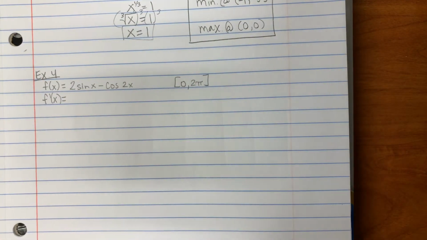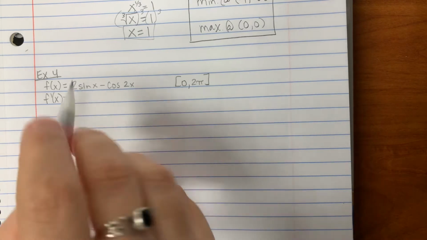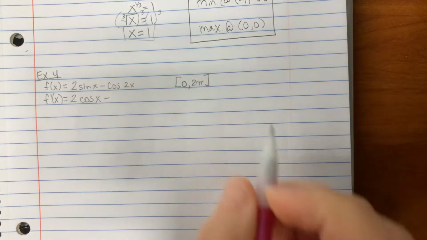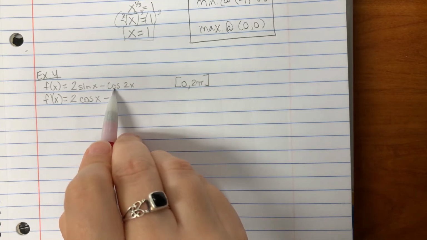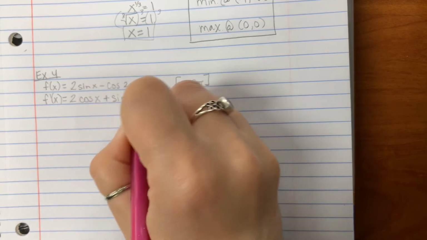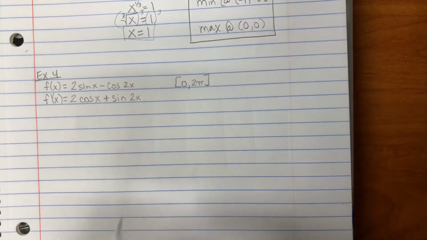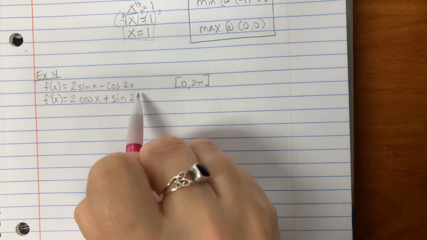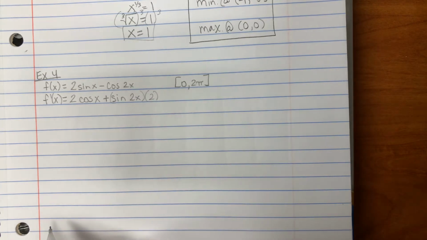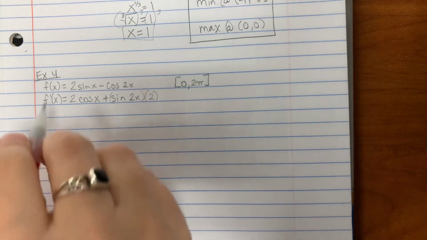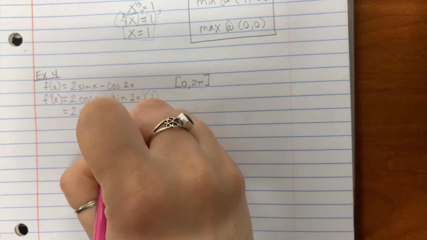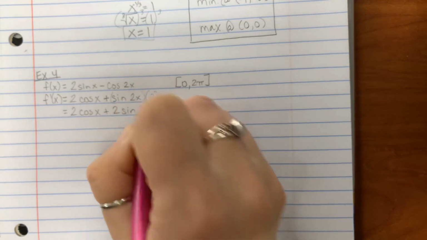So the derivative of sine is cosine, so this is just 2 cosine x. Then the derivative of cosine is negative sine. So that makes this a plus sine of 2x. But don't forget chain rule. So this isn't just an x, it's a 2x. So I have to take all of that times 2. All right, so that means my derivative is 2 cosine of x plus 2 sine of 2x.